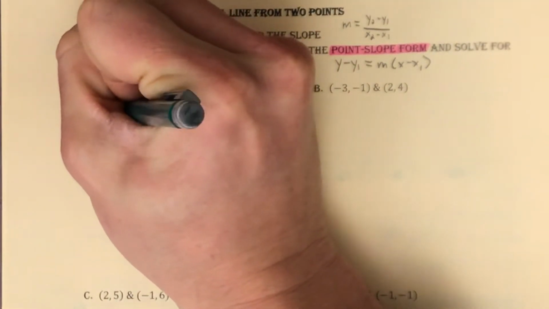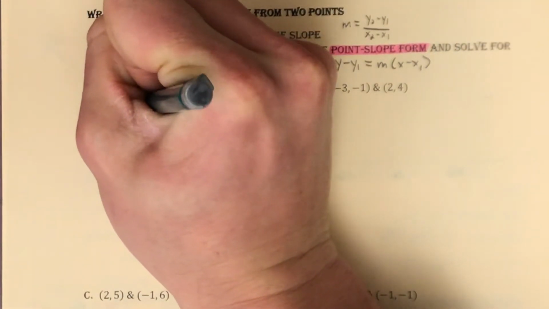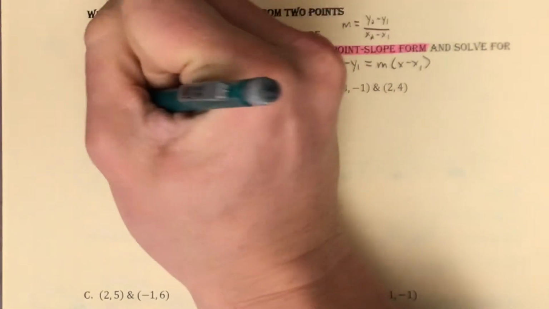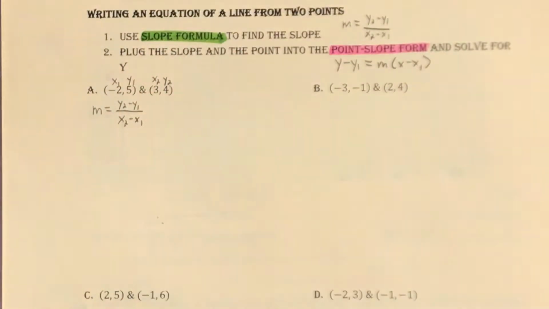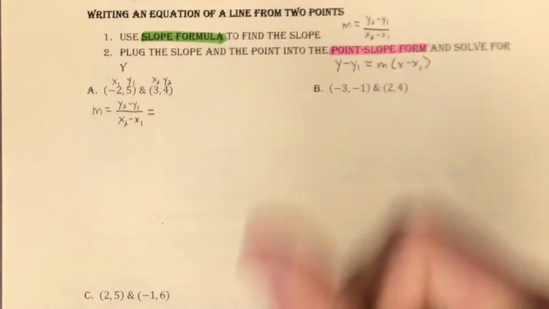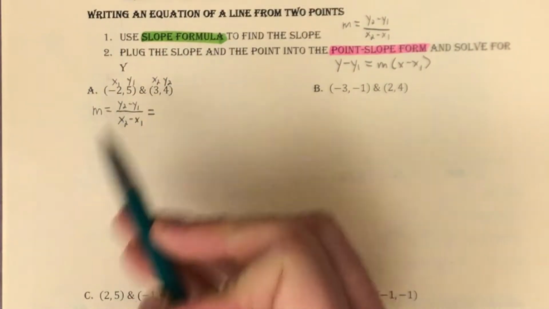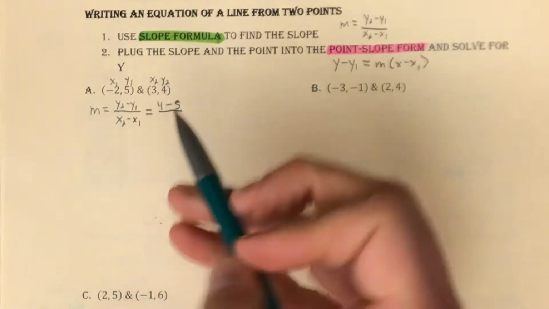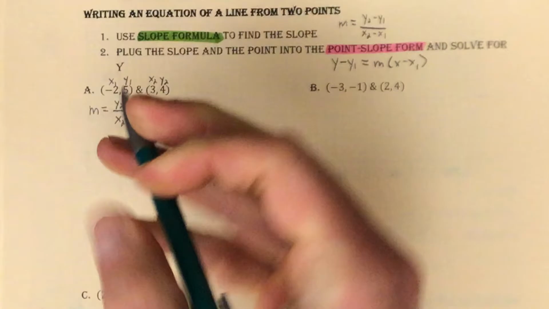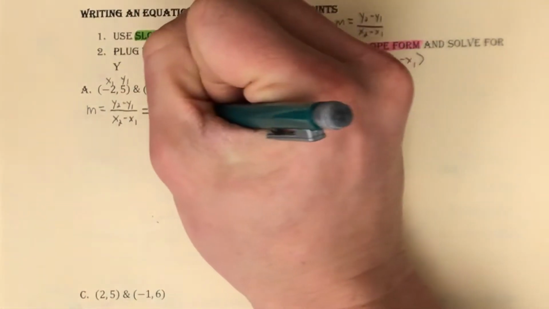So then I need to plug into the formula of m equals y2 minus y1 over x2 minus x1. So that is the formula we're plugging into. So let's do that. This is all equal to, my y2 is 4, minus my y1 is 5, over my x2 is 3, minus my x1, which is -2.